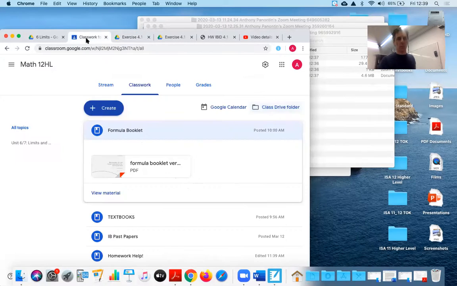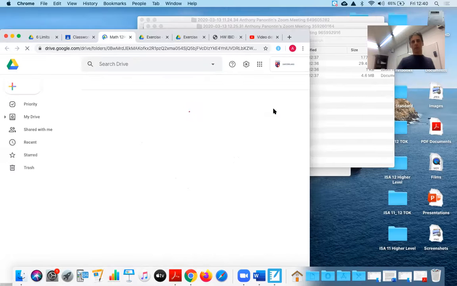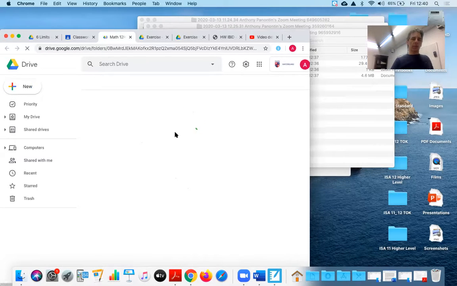Where did I get this? Well, if you go to our page under classwork, you'll notice there's a class drive folder. And if you click on the class drive folder, I've loaded up a couple of things in there, including the full solution manual to the Ibid textbook. Okay, it's coming up here in a second, and you'll see it.